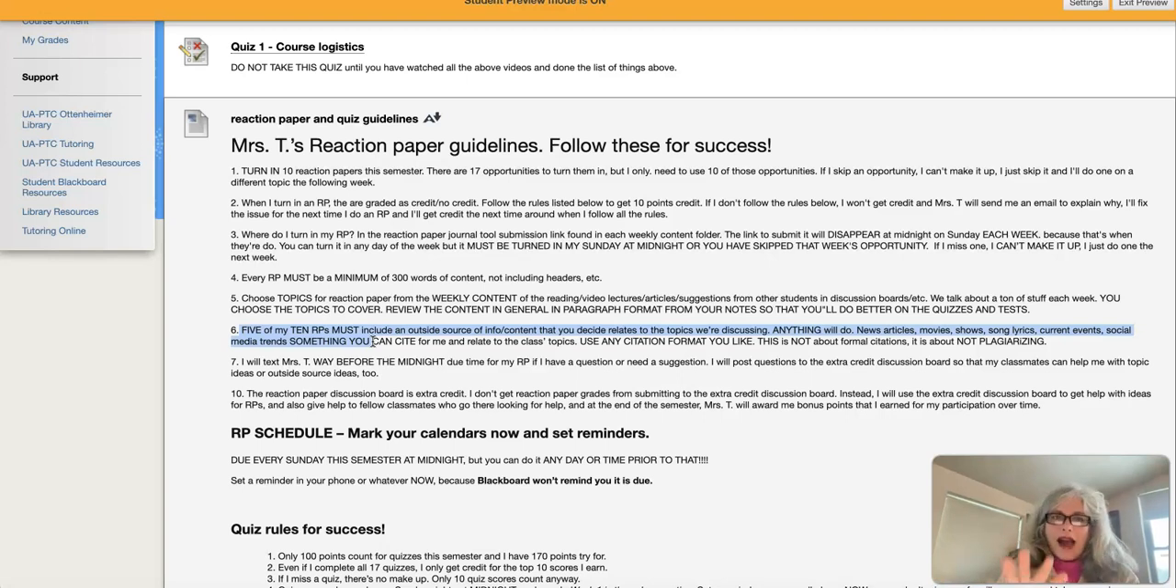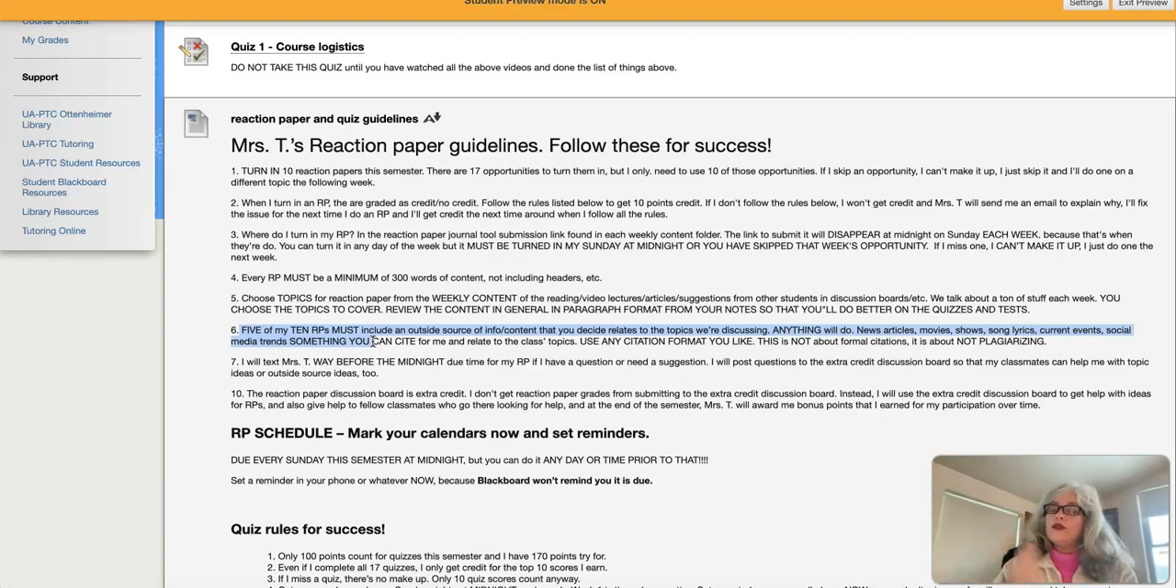But 5 of the 10 times that you write a reaction paper, you have to thoroughly discuss how that outside source relates to the topics that we had in class that week. So 5 of the 10 times. There's 17 opportunities, and every week, you have to write about that particular week. If you don't do it in week 1, and then sometime in week 3, you say, oh gee, I really want to write about week 1. Too late. You have to write about week 3 in week 3. You can't go back and make them up.